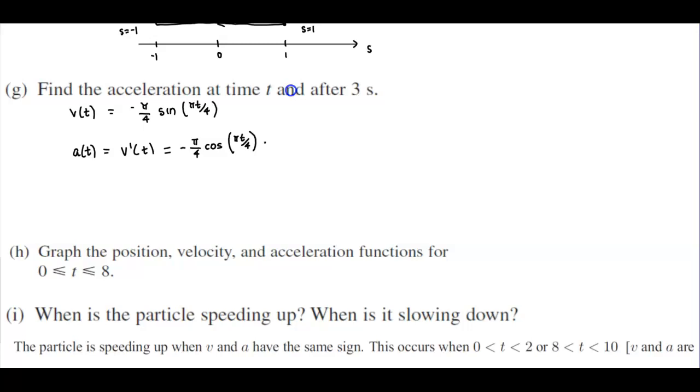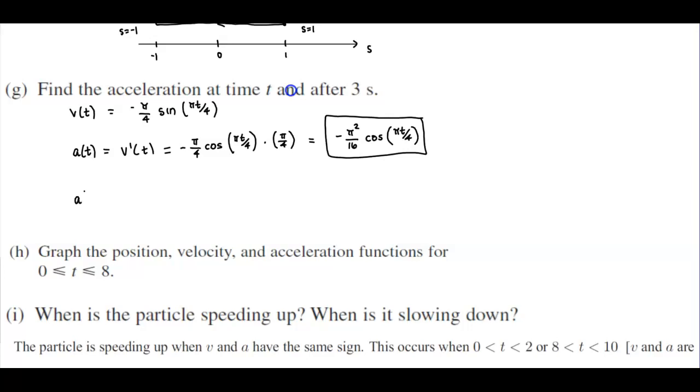And then we've got to multiply it by the derivative of what's inside the parentheses. Well, the derivative of pi t over 4 is pi over 4. So now we can say that pi over 4 times -pi over 4 is going to equal -pi squared over 16 times the cosine of pi t over 4. And so therefore there is the acceleration function.